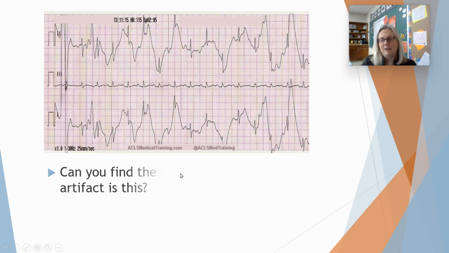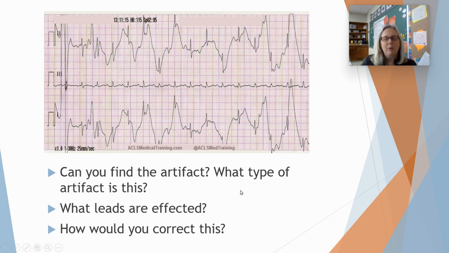And the last one here, this is an interesting one. I know you can see it's kind of all over the place, right? This is nice and flat, and then we have all these crazy things everywhere. So it's one of those that's considered muscular artifact. It's not wandering baseline.